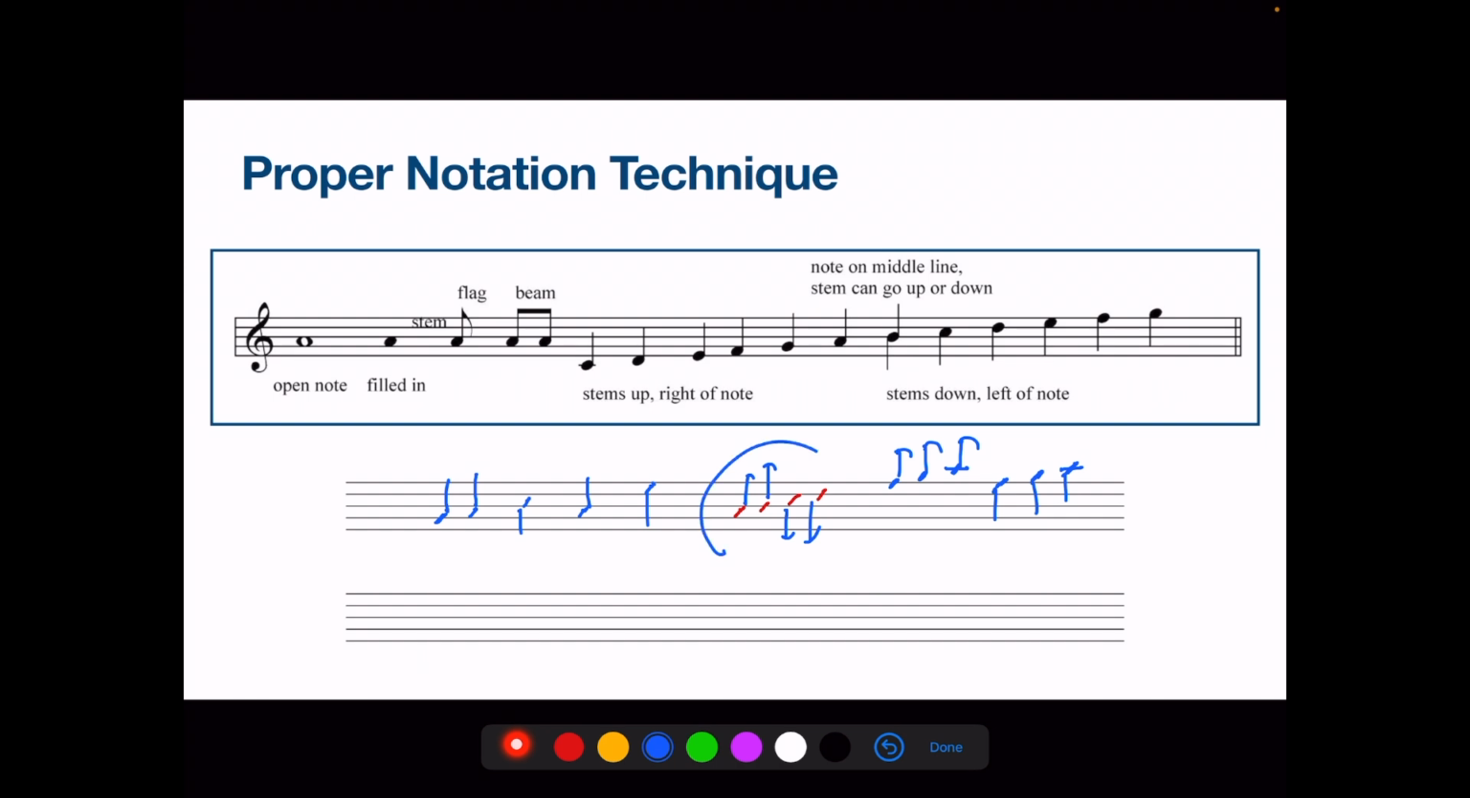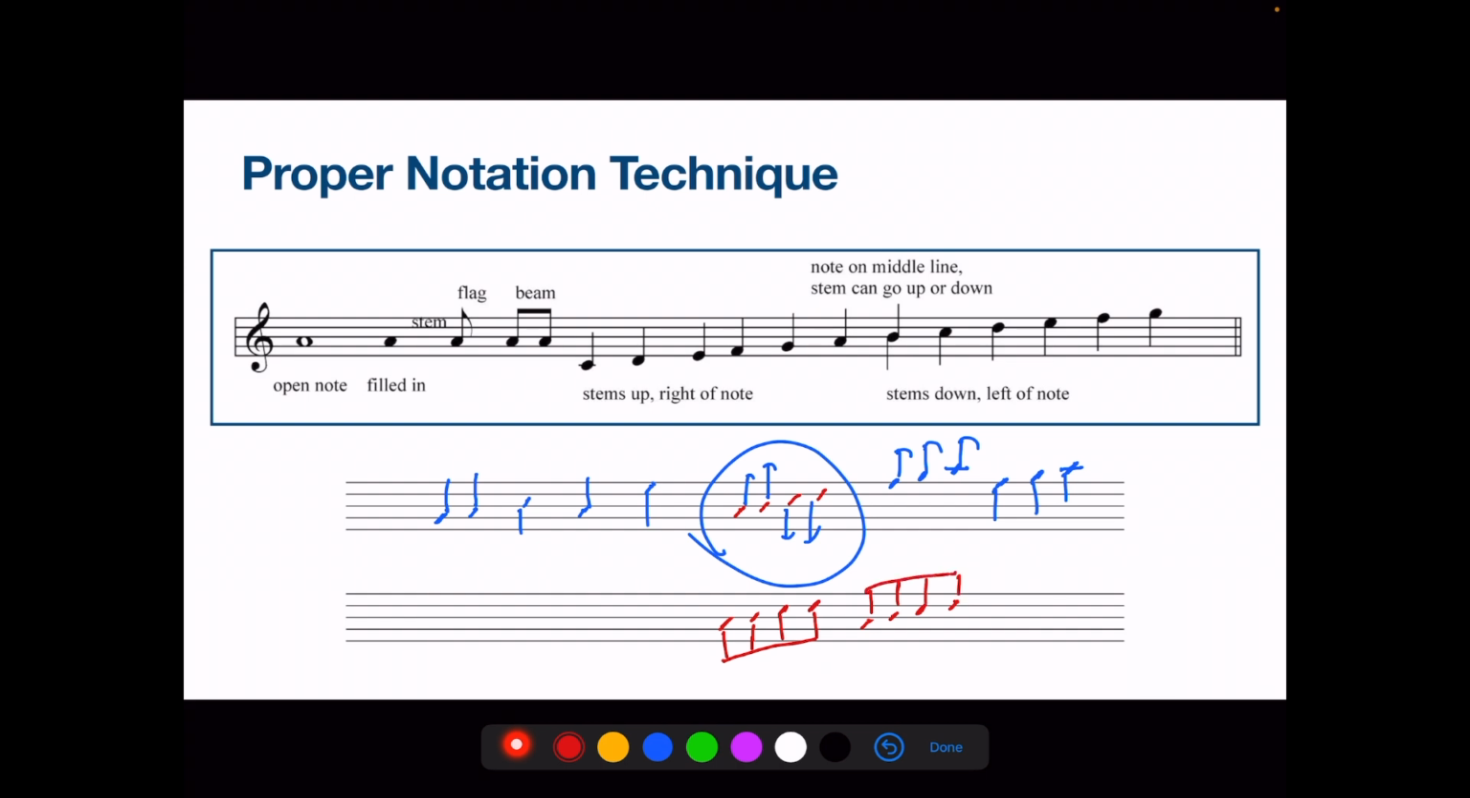Okay, so coming back to this one, what could you do? Well, you can just decide whether you want the stems to be up or down. And I'm just trying to find a place to rewrite this. Maybe I can do it down here. So we have this, this, this, and this. For me, I'll just say, okay, I'll just point them down. That's okay. And even if you point the stems up, I think it still looks okay. It doesn't look too crazy.